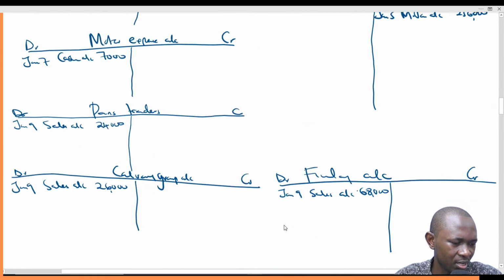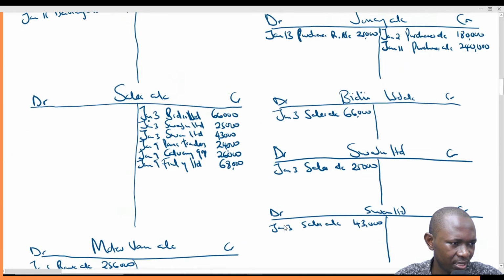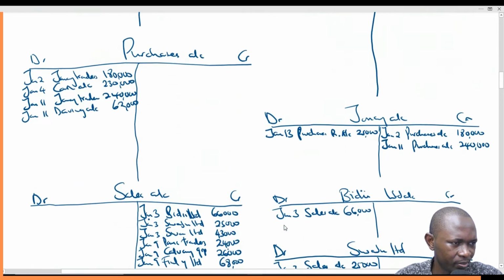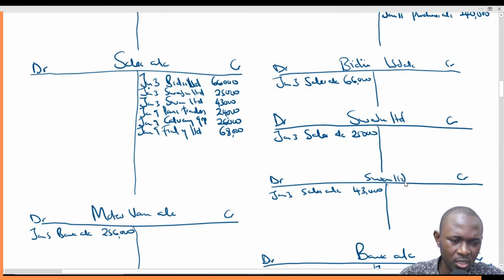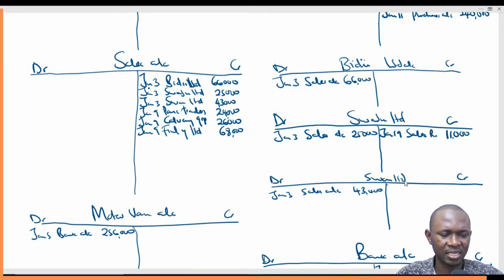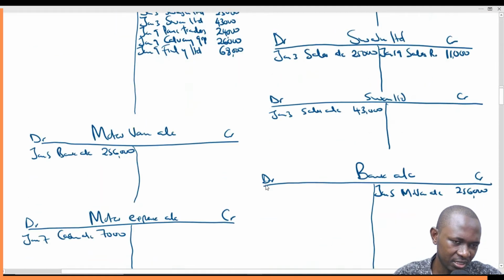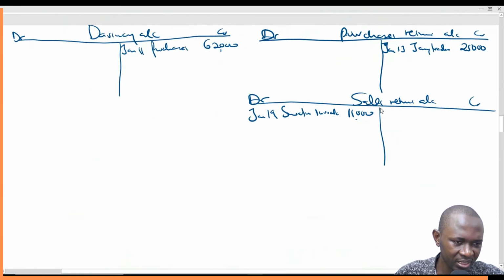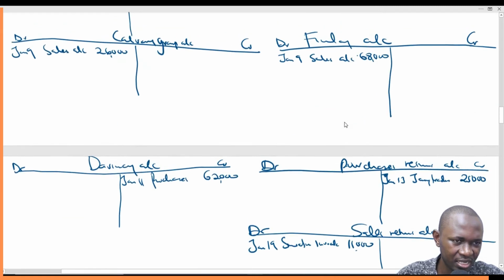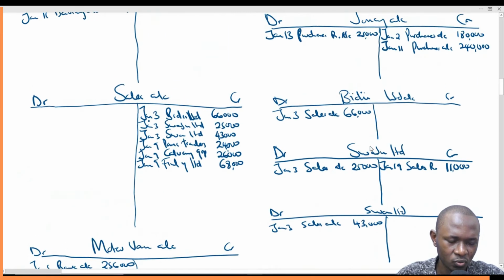So we go to January 19th. Let's look for January 19th. What happened? January 19th, Swaju. We say sales returns. How much? 11,000. January 19th, sales returns 11,000. You can see this is the sales returns account, 11,000. This is on the debit side, and then we come to Swaju.